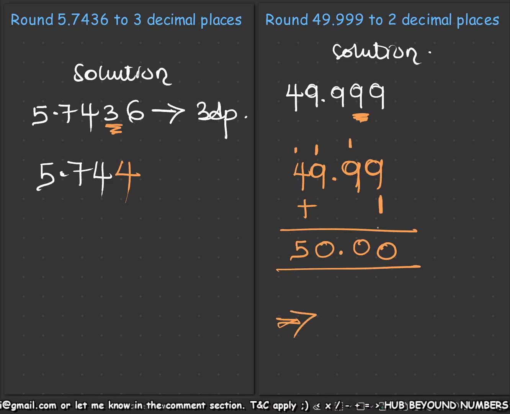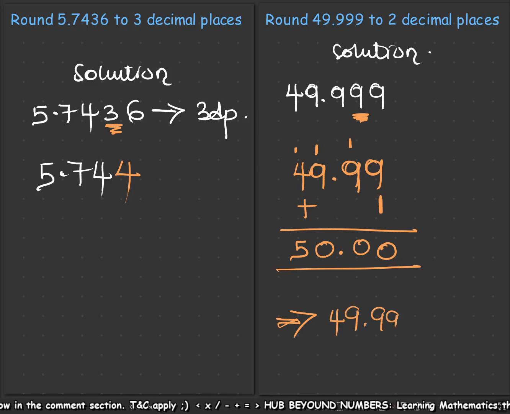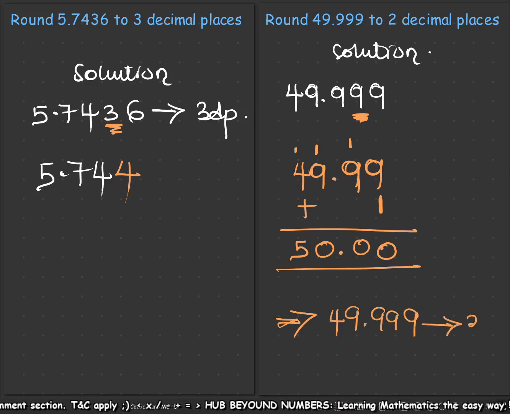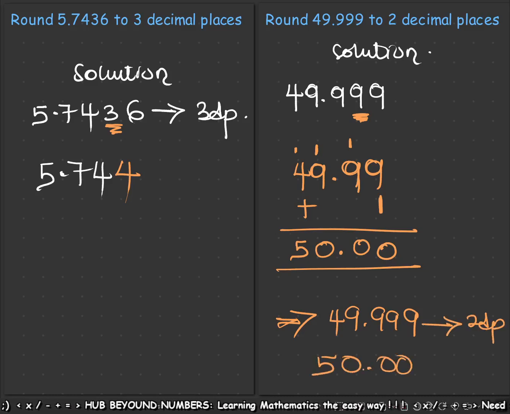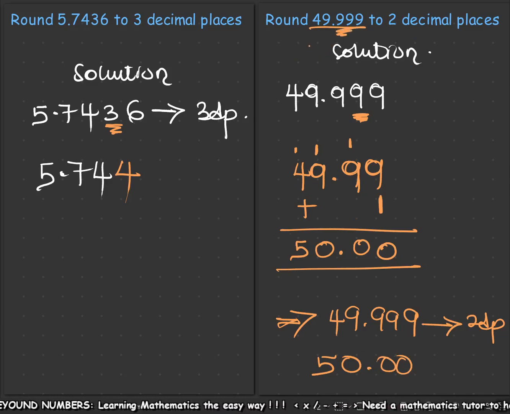So it simply implies that our answer, that is rounding 49.999 to 2 decimal places, is going to be 50.00. And for this particular question, even if you were supposed to round it to 1 decimal place, you would have still gotten the same answer, 50.0. It is all about understanding and then just applying the basic principle which works in all.